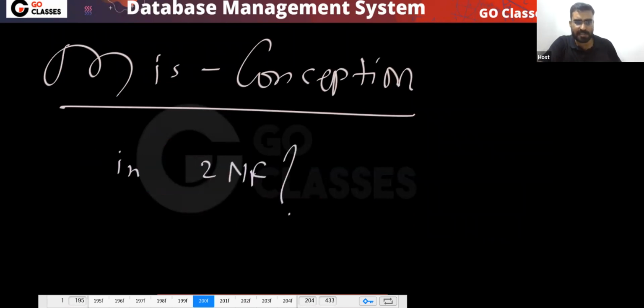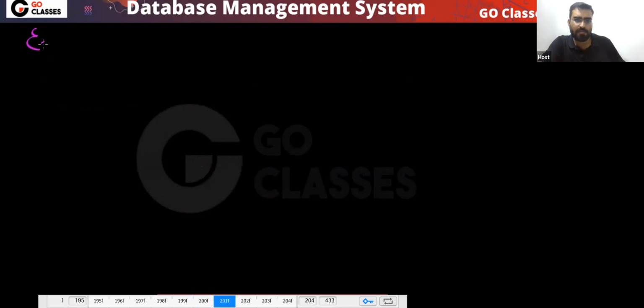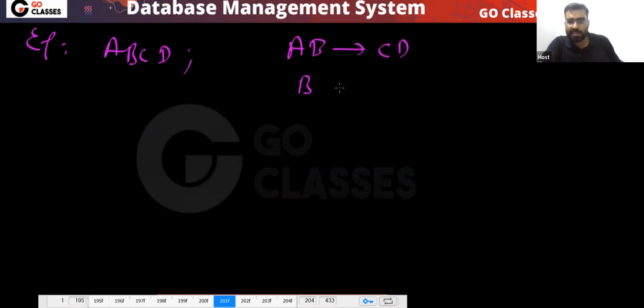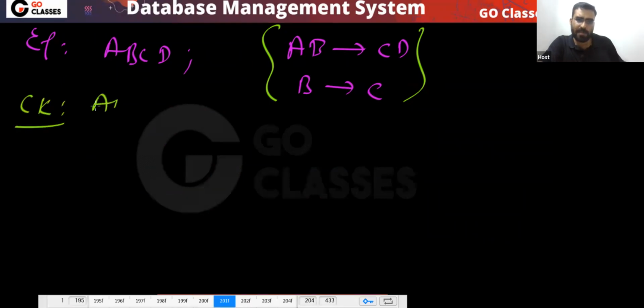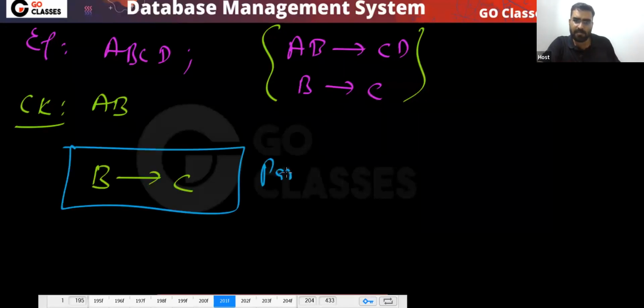The misconception is this. For example, if I have A, B, C, D, and let's assume AB determines CD, and let's assume B determines C. In this situation, if you find the candidate key, it will be AB. Now many students say this is partial dependency.